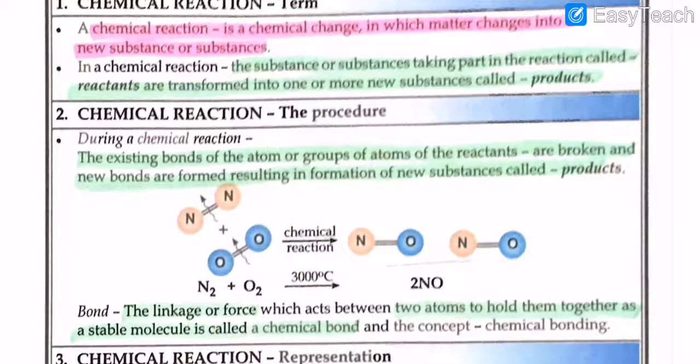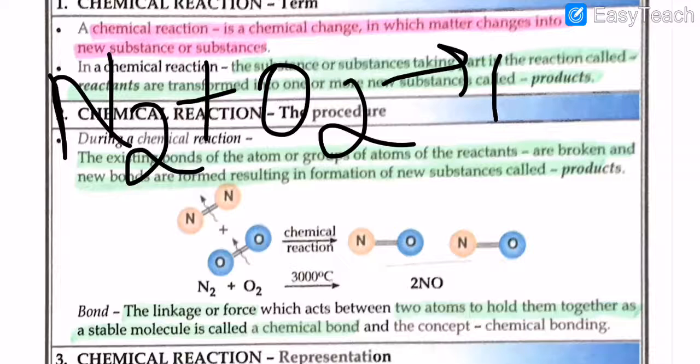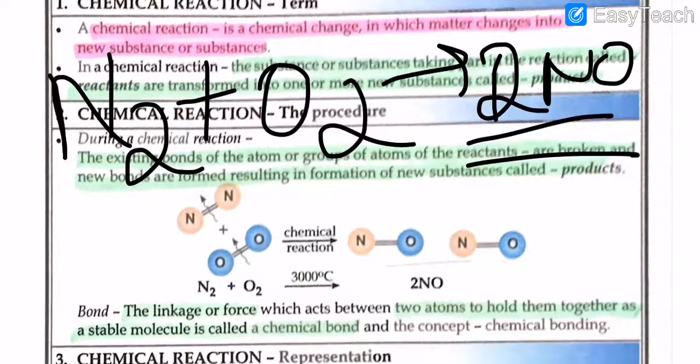This means that if I have N2, let's take the same example given in your textbook, N2 plus O2 gives 2NO, right? Because you're balancing the equation also. So existing bonds of the atoms, existing as in over here, you have existing bonds of 2 nitrogen atoms and 2 oxygen atoms. Both of these bonds are broken to form what? To form one product called what? Nitrogen oxide, in this case, right?